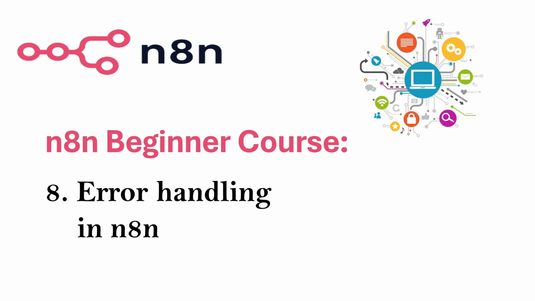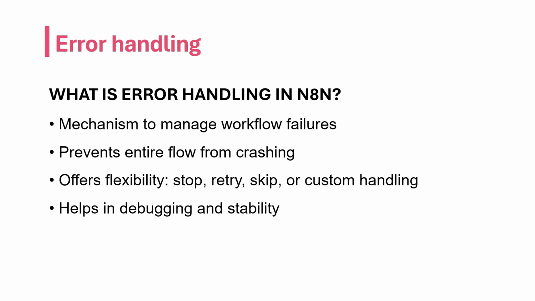So let's get started. Now we will see what is error handling in n8n. First of all, it is a mechanism that defines how an agent should behave when a node or a workflow fails. On top of that, instead of completely stopping or crashing, you can control what happens next. For example, you can tell n8n to stop the whole workflow if this node fails, or retry automatically a few times before giving up, or even continue and skip the failed step. This gives you total flexibility and ensures your automation doesn't break due to one small error.